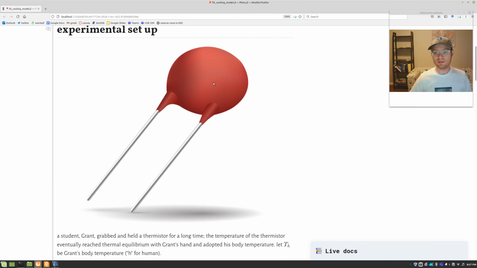Grant is a student who ran this experiment, and what he did is he grabbed onto this thermistor and held onto it for a long time, and the thermistor equilibrated with his body temperature. So it's hot. Hotter than the air, at least. And now what Grant did is he let go of this thermistor, and the thermistor's hot, so what happens is the thermistor loses heat to the air, and then slowly the thermistor equilibrates with the temperature of the air. And there's a time constant associated with those dynamics, and we want to identify that time constant.